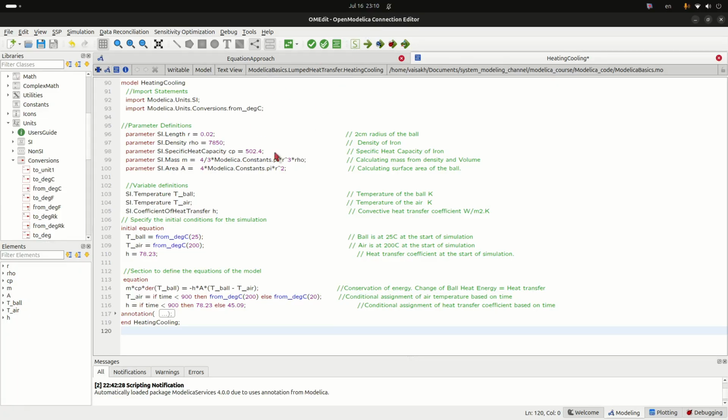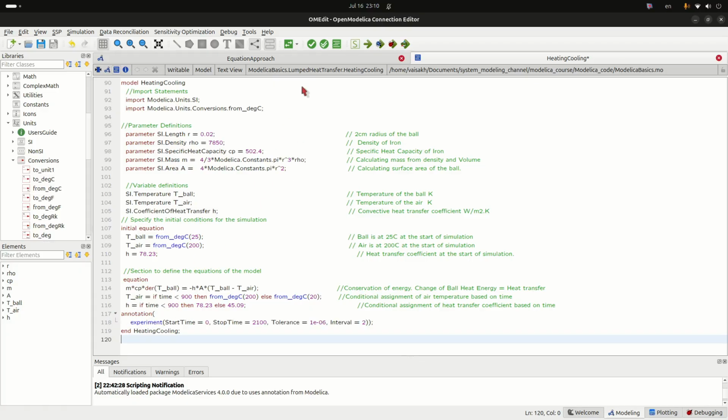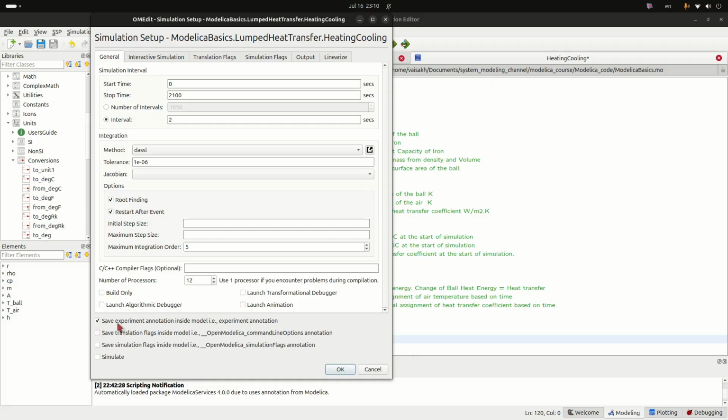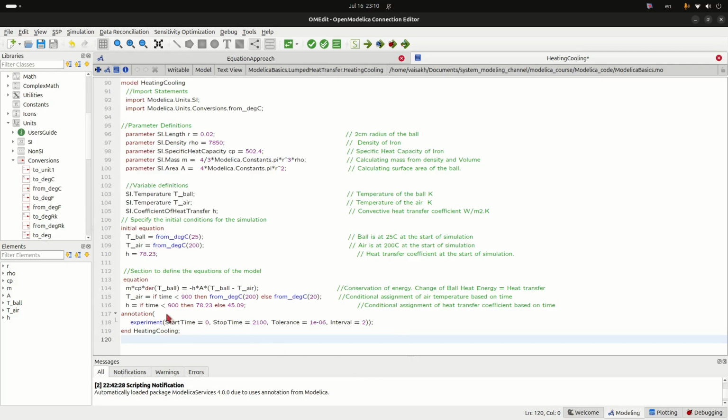Now, once you set up that annotation in the simulation setup, the same thing we can also see here. For example, if we mark this save experiment annotation inside the model option, we can see the experiment being set up here. So here we can see start time is 0, stop time is 2100. Tolerance for the convergence, because this is a numerical method and we cannot get an exact answer, is 10 to the power of -6. And we are taking an interval of 2 seconds. So either you can manually write this or you can configure it from the simulation setup.